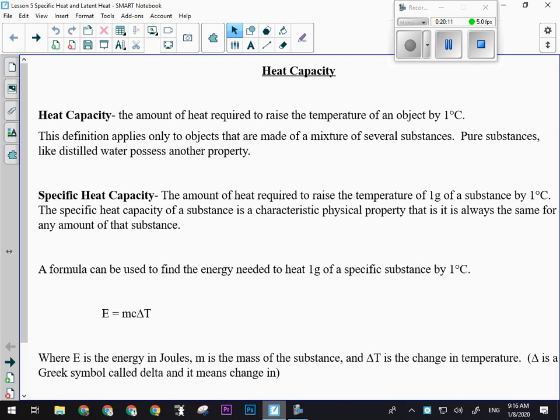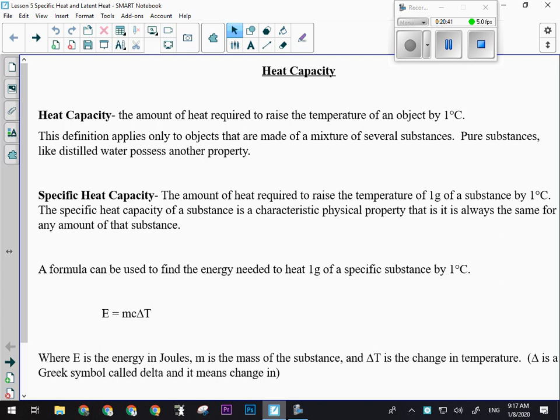So heat capacity. The definition of heat capacity is the amount of heat required to raise the temperature of an object by 1 degree Celsius. That is the object's heat capacity. We say that for an object because an object could be made of many different materials. If we're talking about specific heat capacity, this is a physical property for each material.